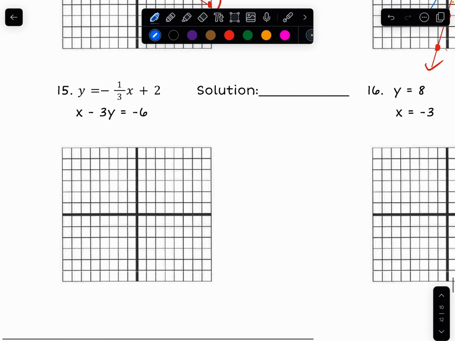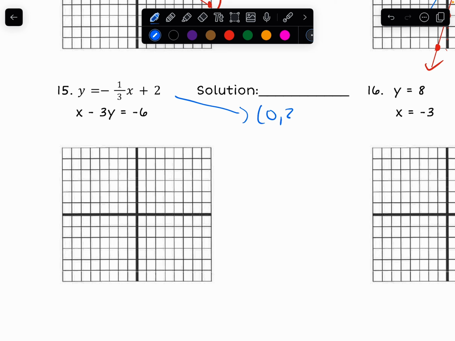Okay, this top one has a y-intercept of 2. It has a slope of negative 1/3. So down 1 over 3, down 1 over 3. Or I could have gone up 1 over 3. Oops, that was weird. Didn't want to. 1, 2, 3. I was having a hard time there for a second.